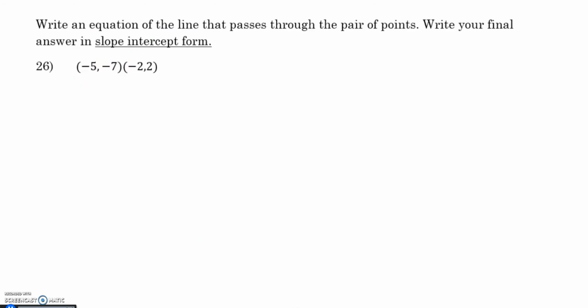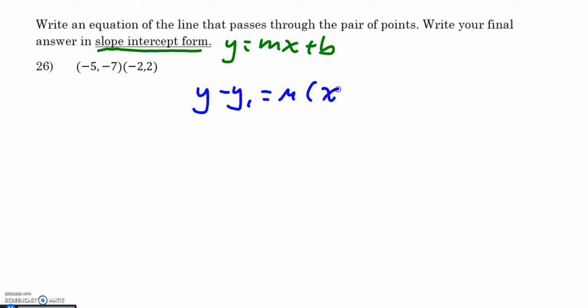Number 26, write an equation of a line that passes through the pair of points. Write your final answer in slope-intercept form, which is y equals mx plus b. Now this is from first semester, I know, but I do know that this is going to help you in geometry, so I keep putting it back on old tests for your sake. Something from first semester you might remember, other than y equals mx plus b, was this point-slope formula that we started with pretty much every time we wanted to find the equation of a line.